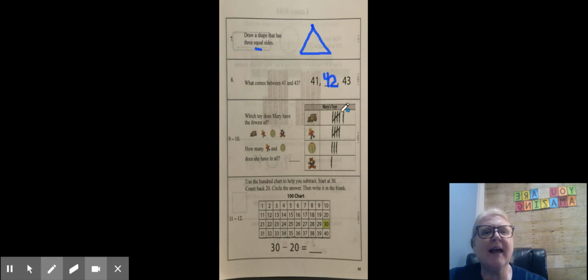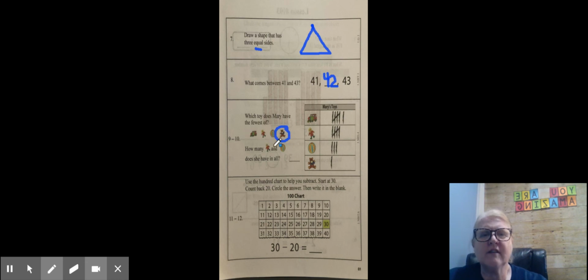Number 9 and 10. So we're going to use a tally mark chart with our numbers. Which toy does Mary have the fewest of? So fewest, what does that mean? Is that the biggest number or the smallest number? Fewest is the smallest. So looking at all the tally marks, which one has the least? The teddy bear. So we circle the picture of the teddy bear.